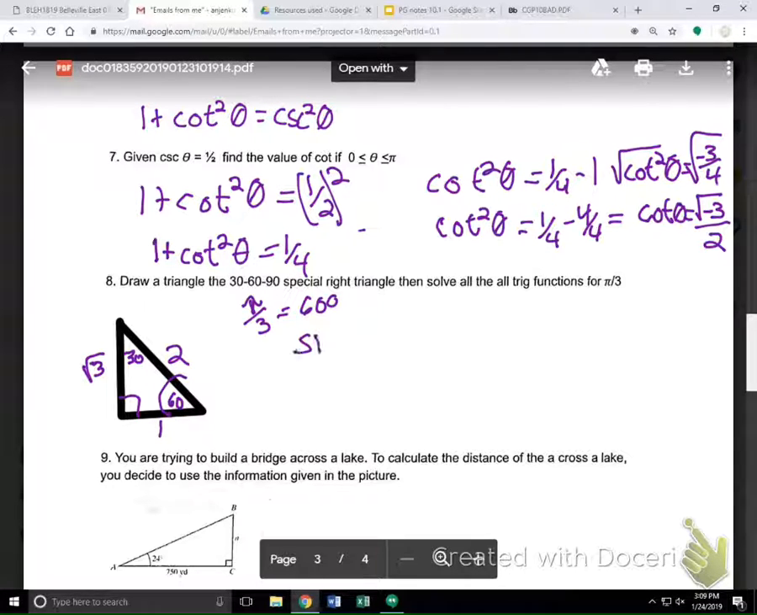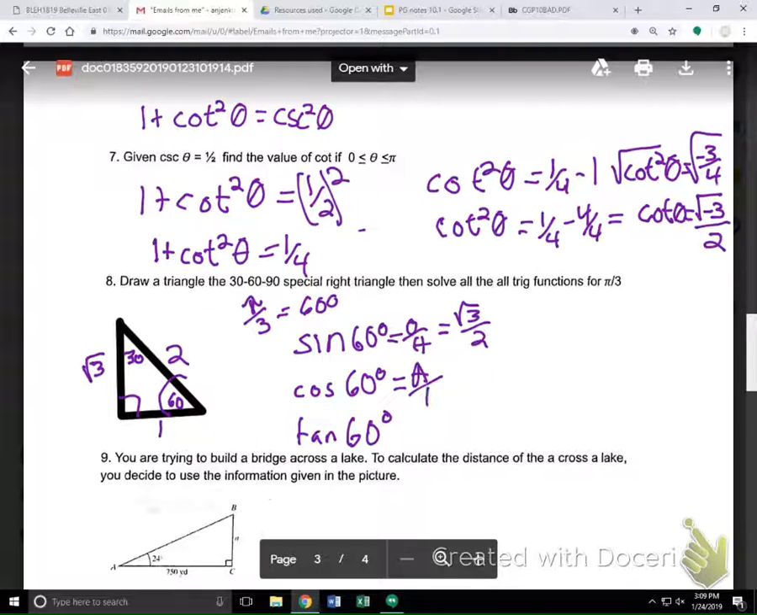So now I want to do those exact same trig functions. Sine 60 degrees, cosine 60 degrees, tangent 60 degrees. So sine is what? It's opposite over hypotenuse, so square root of 3 over 2. Cosine is adjacent over hypotenuse, which is going to be 1 over 2. And tangent is what? Opposite over adjacent. Square root of 3 over 1, or just square root of 3.